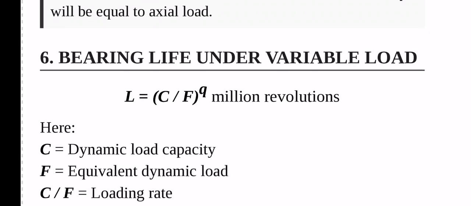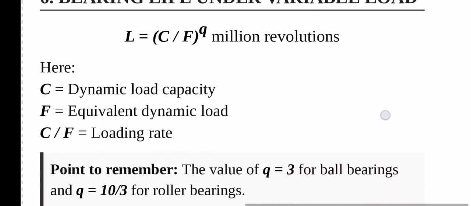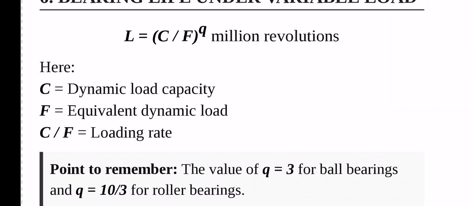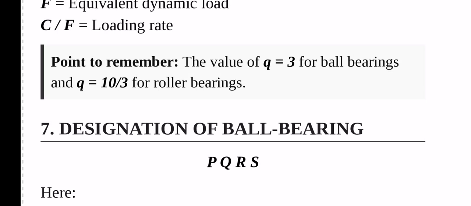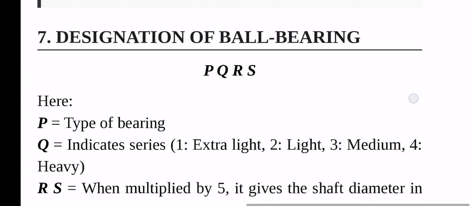Bearing life under variable load. L = (C/F)^q million revolutions. Here C is the dynamic load capacity, F is the equivalent dynamic load, and C/F is the loading ratio. The value of q is equal to 3 for ball bearing and q is equal to 10/3 for roller bearing. Designation of ball bearing: PQRS.